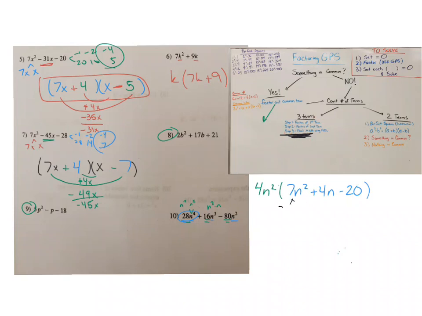How do I get 7n squared? Well, it's 7n and n. How do I get negative 20? Negative 1 and 20, negative 2 and 10, negative 4 and 5.